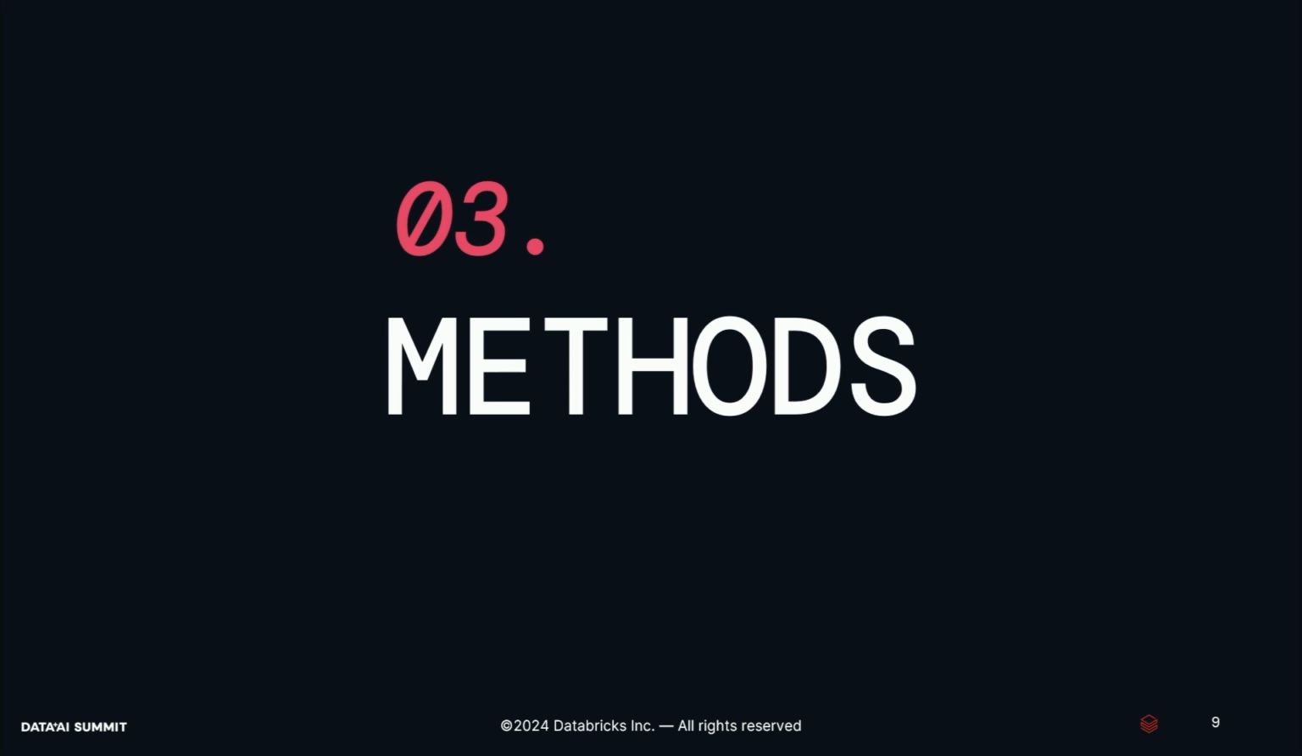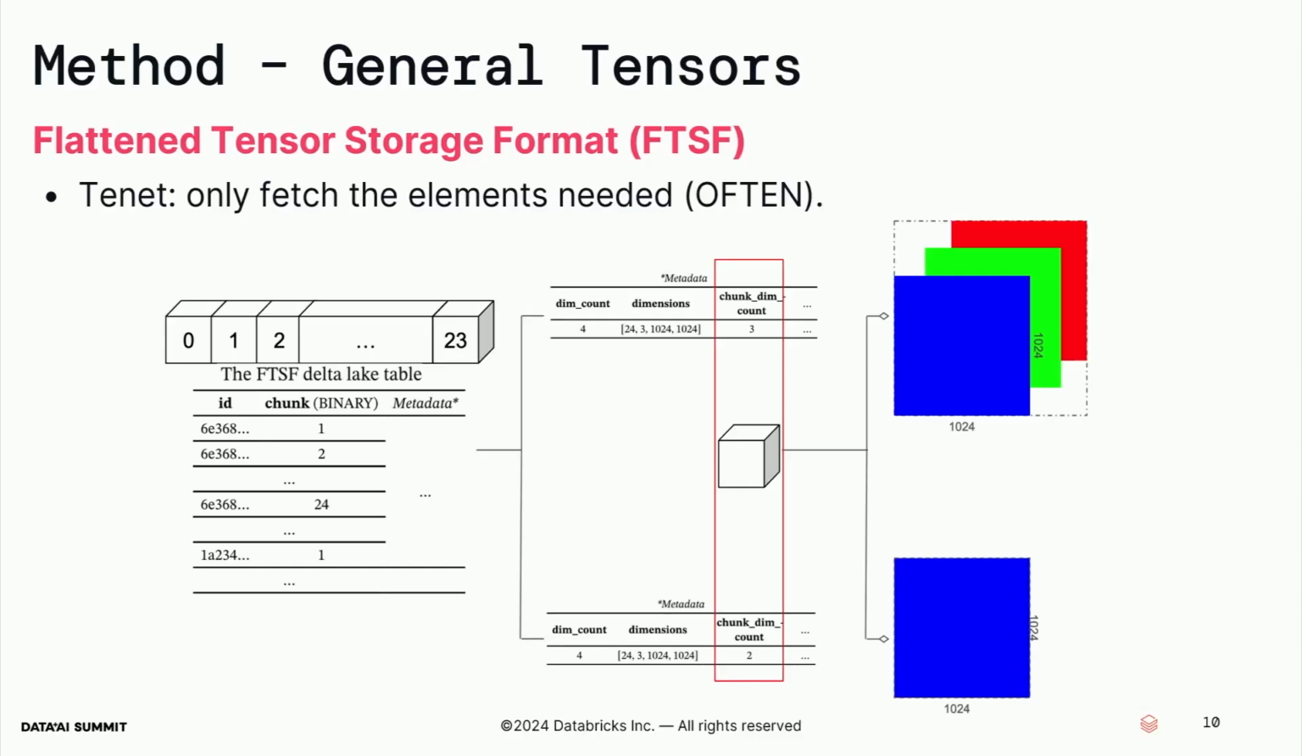And we have in total 3 methods for tensor storage. We divide the tensors into general and sparse cases. For general tensors, our method is called the flattened tensor storage format, FTSF. You may notice that on the left-hand side, there is a 4D tensor.